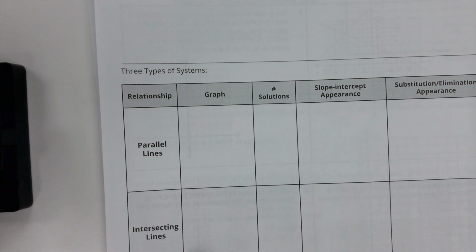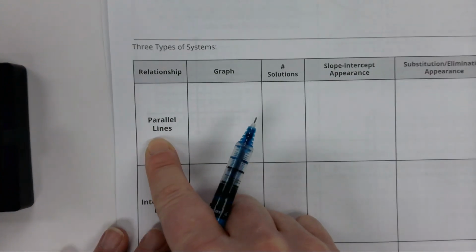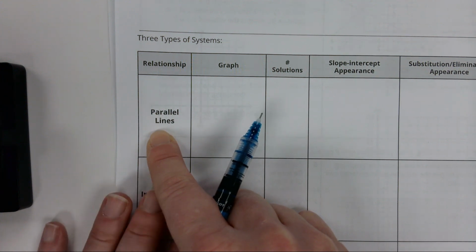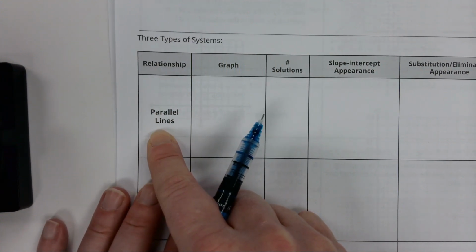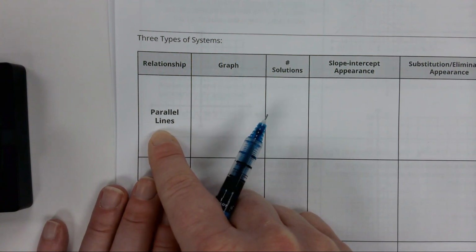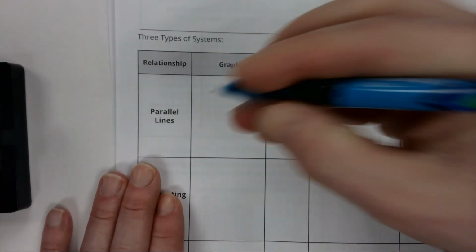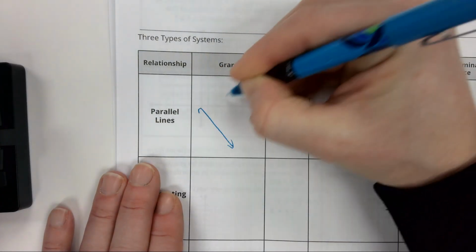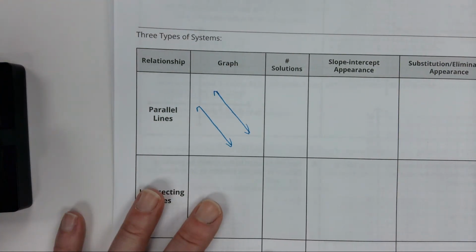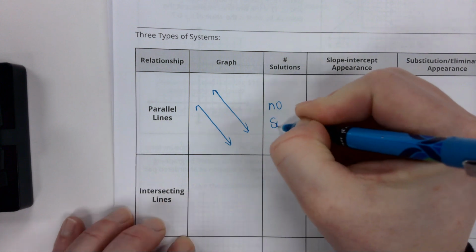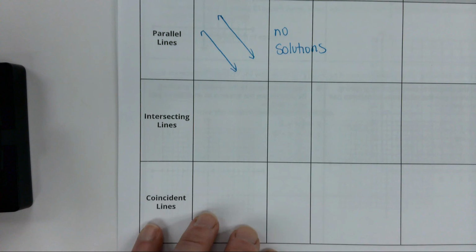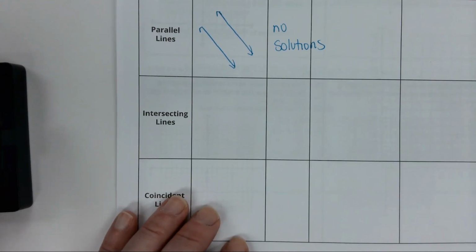So, what do parallel lines look like? Two lines that never meet. So when you graph and you get parallel lines, how many solutions are there to that? No solutions. Isn't there a symbol that we do? The circle with the slash.